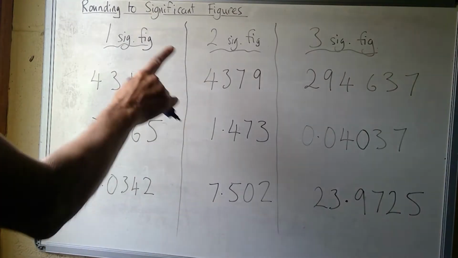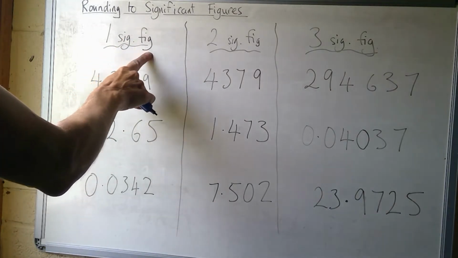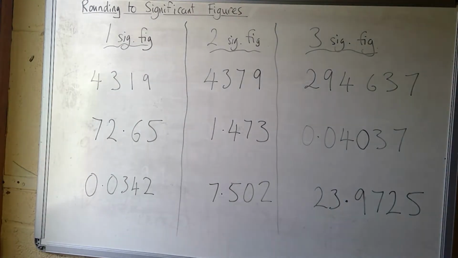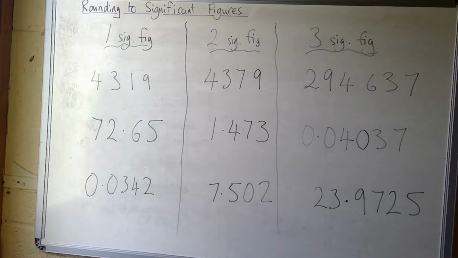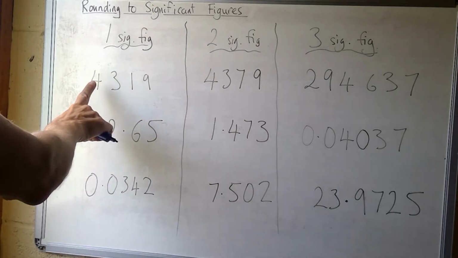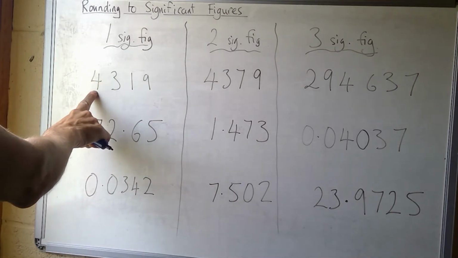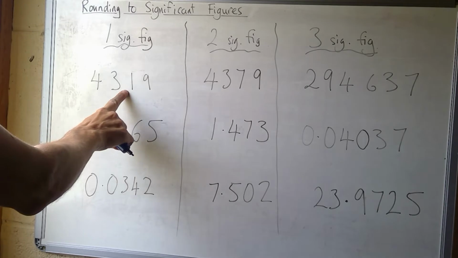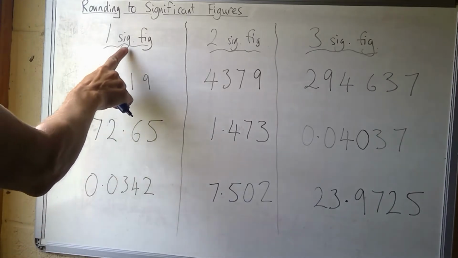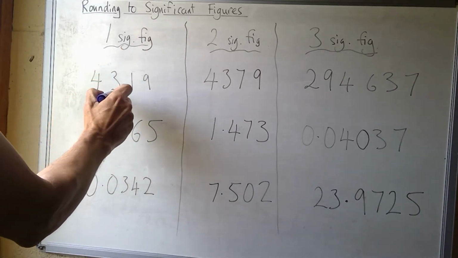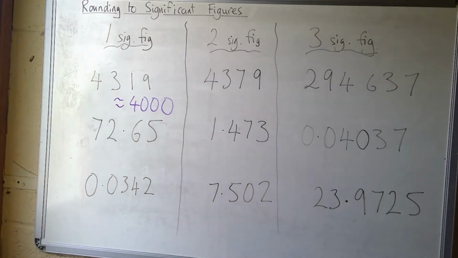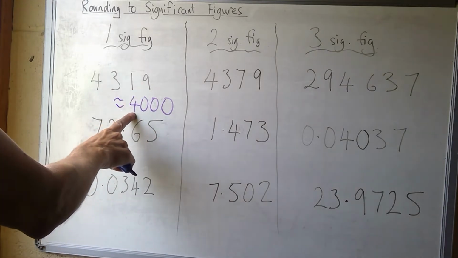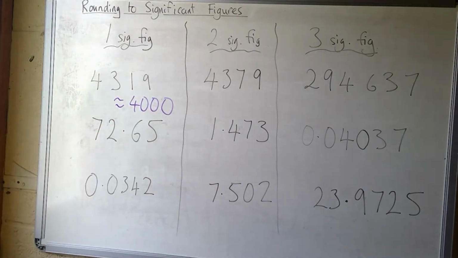So I'm going to start with rounding to one significant figure, or one sig fig, or sometimes called one SF. So when you round to one significant figure, you simply round to the first digit of the number. So the first significant figure in this number is the 4 out of 4,319. So for one significant figure for this number, I'm simply rounding to the nearest thousand. When I'm rounding to one significant figure, there should only be one digit that isn't 0.